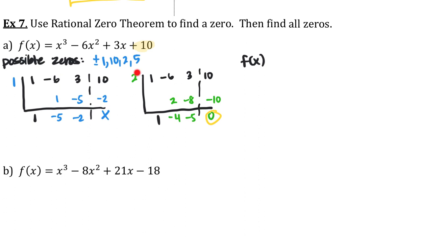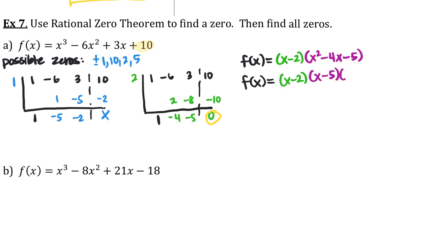Now if 2 is a 0, then what is my factor? My factor is x minus 2. And then after I did the synthetic, I was left with this polynomial here, which is x squared minus 4x minus 5. Let me factor this completely. Then I'm going to read the question again to make sure I'm doing what it tells me to do. What is this? Minus 5 and plus 1?